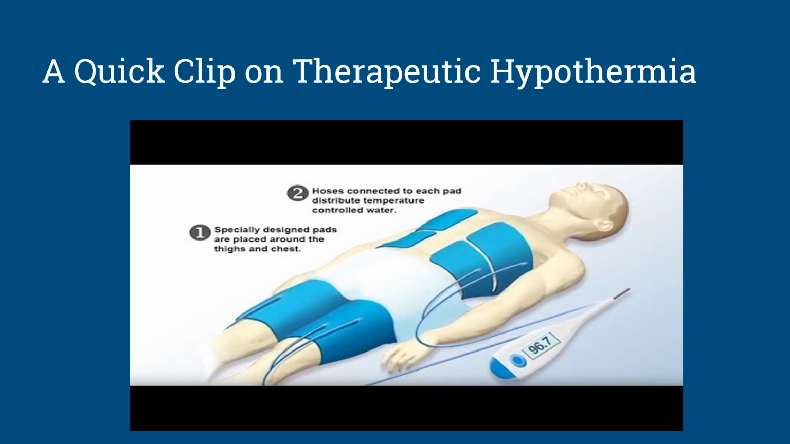And just real quick, this picture illustrates the 3 steps, and there's specific pads, similar to ones that when we were in CPR class, we'd use, that would either go around the thighs or the chest. And then secondly, there's the hose connected to each pad to distribute the temperature. And then there's the thermometer, the little probe that's in Fahrenheit, 96.7.